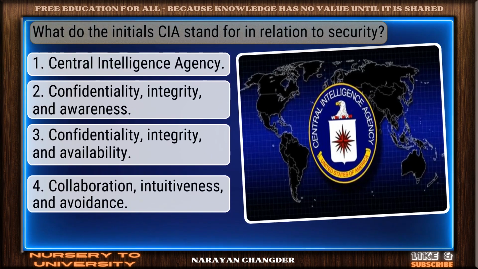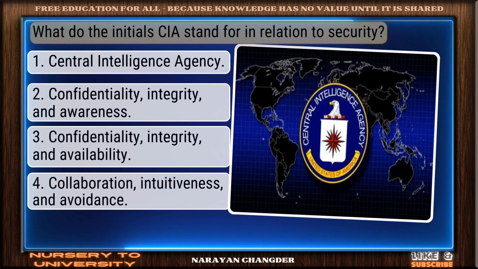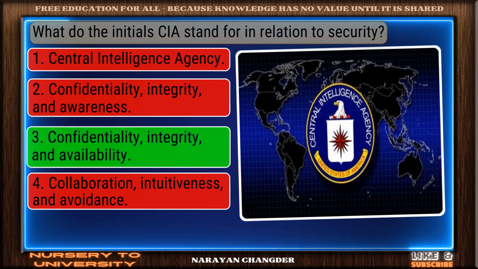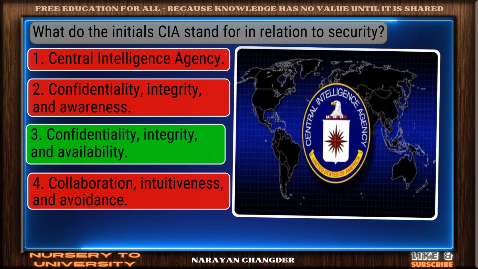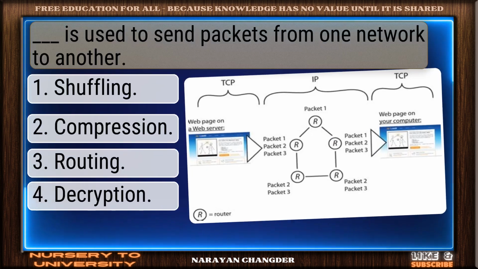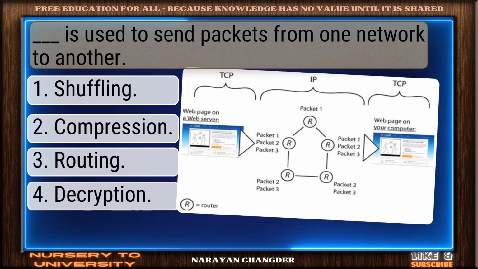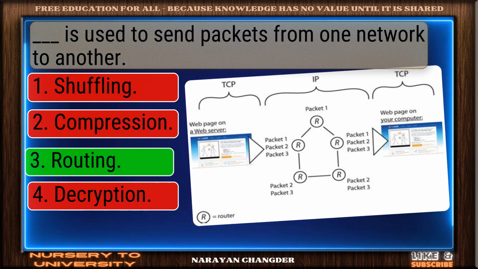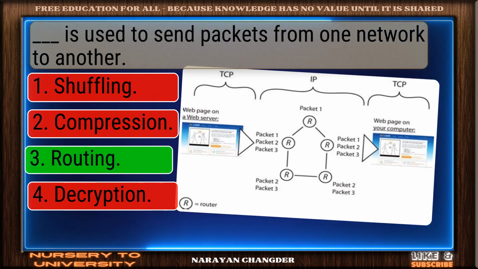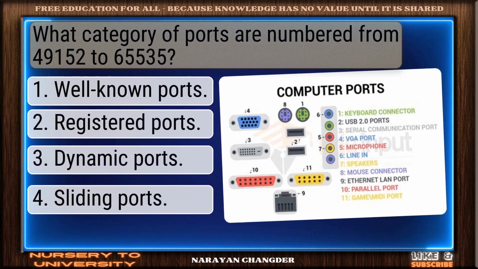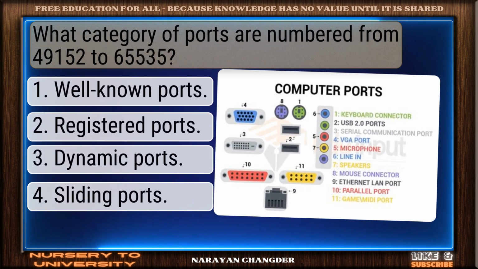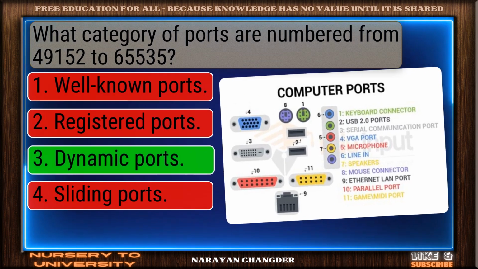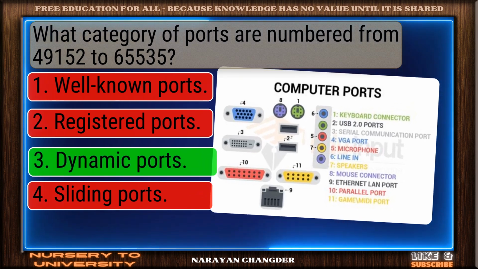What do the initials CIA stand for in relation to security? Strong choice. Confidentiality, integrity, and availability is the right answer. Dash is used to send packets from one network to another. Well picked. Routing is the correct answer. What category of ports are numbered from 49152 to 65535? Good job. Your answer, dynamic ports, works well here.